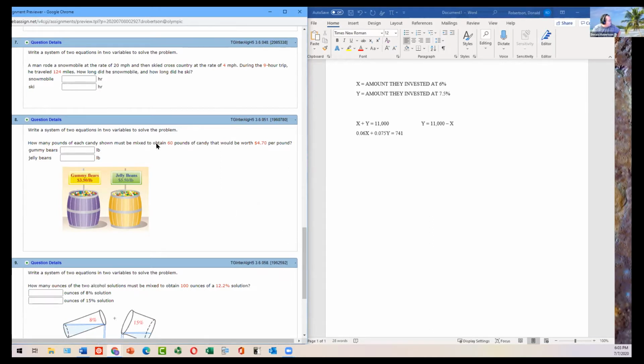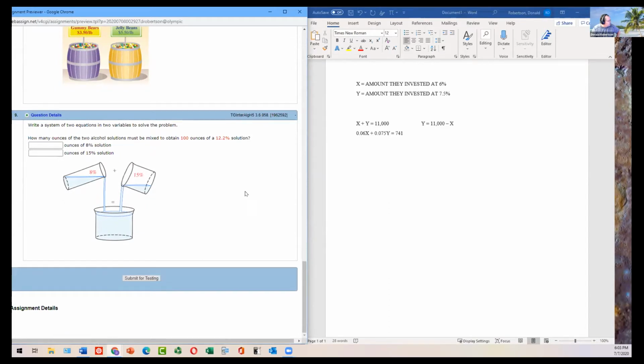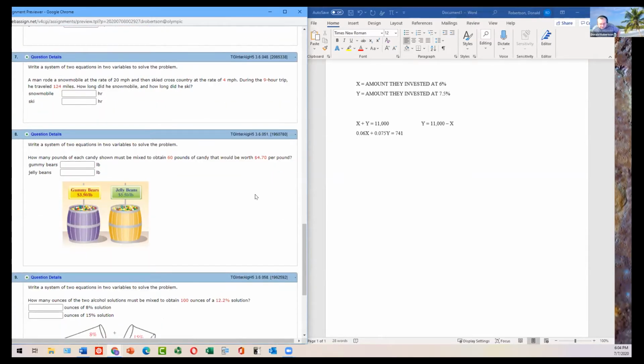So we've got 7, which is this one about somebody doing a snowmobile. We've got this person here doing gummy and jelly beans. And this last question, we've got somebody pouring liquids into a bowl. It looks like some chemistry experiment. So that's questions 7, 8, and 9. Which one do you want to be the last one? 9. I think I heard 9. Did I hear 9? Are we willing to accept that?